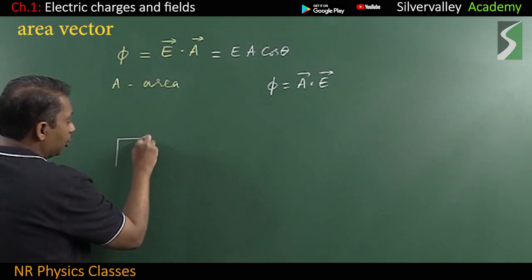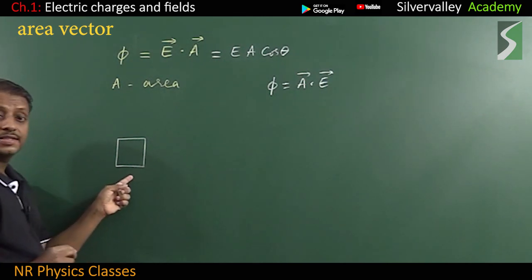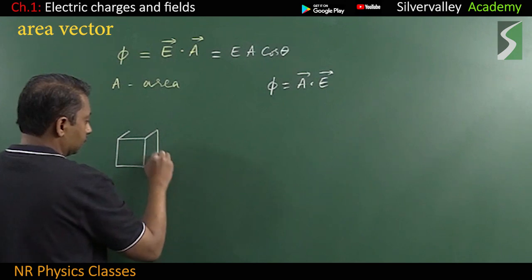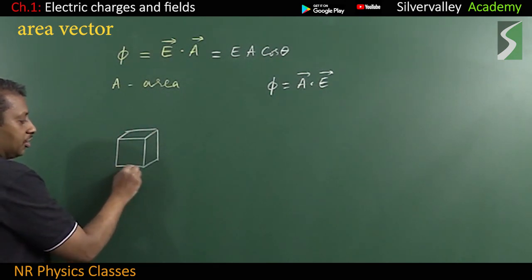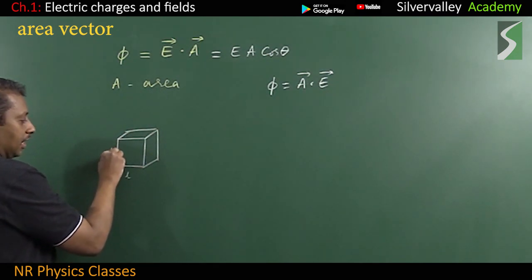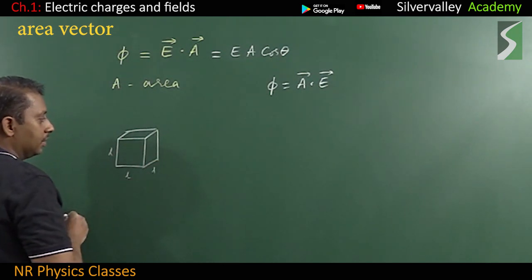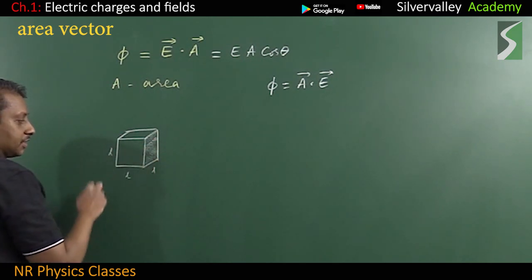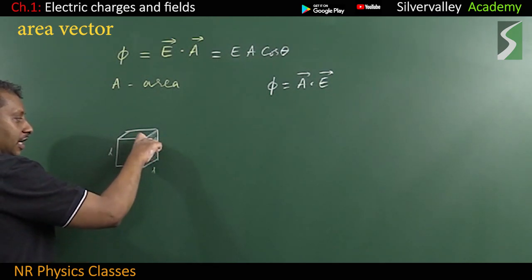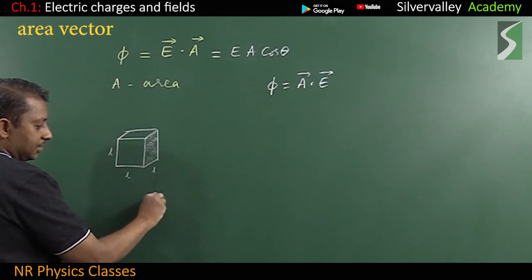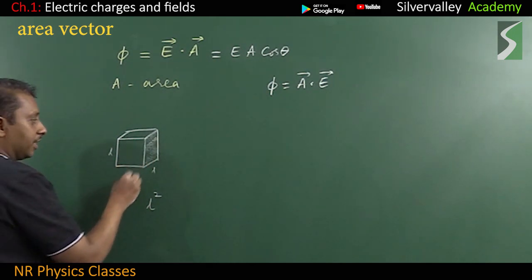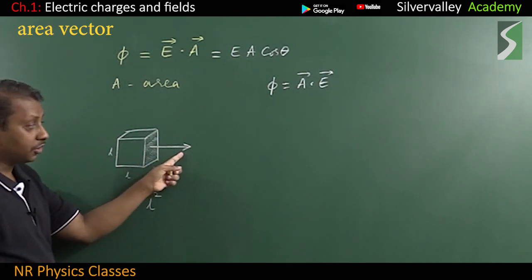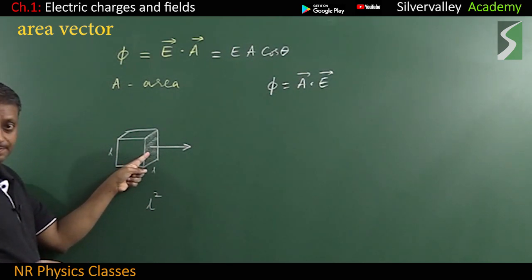Now, what is the area vector? If this is a cube, the length of each side is L, and the depth is also L. Then the area of this is length into breadth, L into L, L square. So the area is L square. That L square is represented by this vector. So this is the area vector of this shaded face.